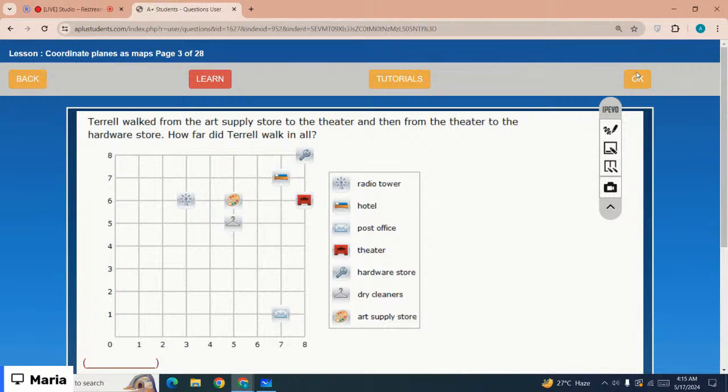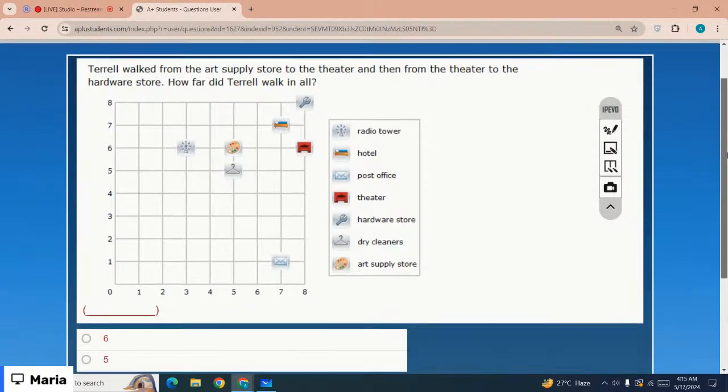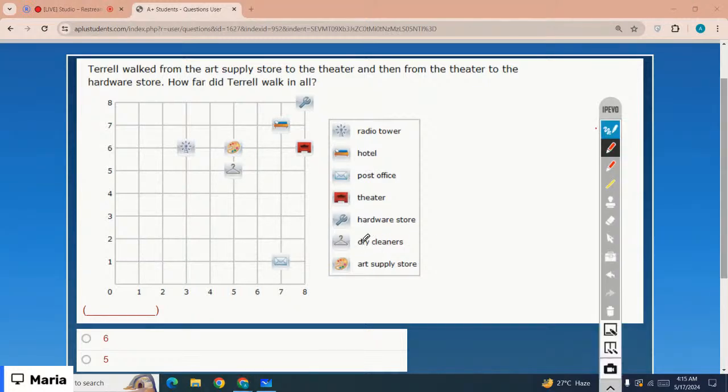Terrell walked from the art store to the theater and then from the theater to the hardware store. How far did Terrell walk in all? Okay, so Terrell walked from the art supply store, he started from here to the theater. Okay, here is the theater. So he goes from here to here and then from the theater to the hardware store. So here is the hardware store.